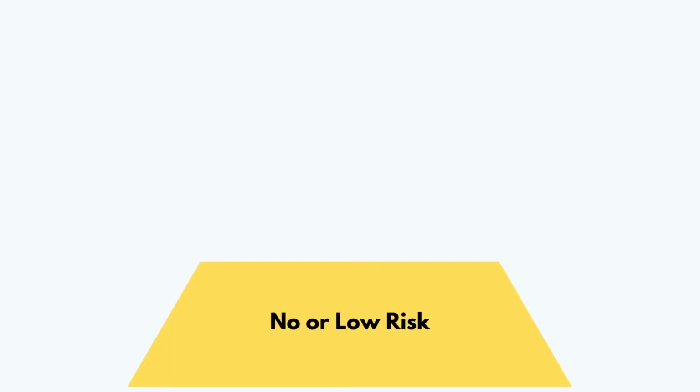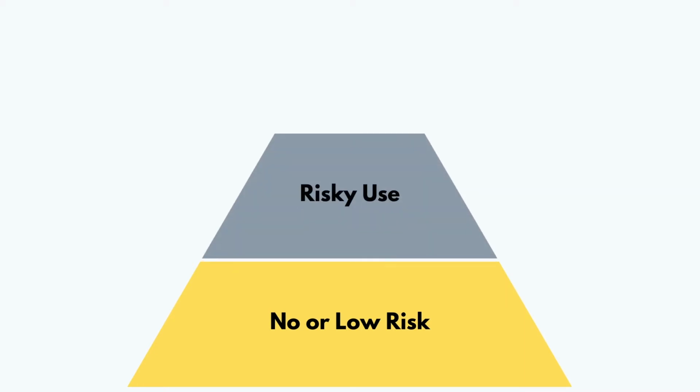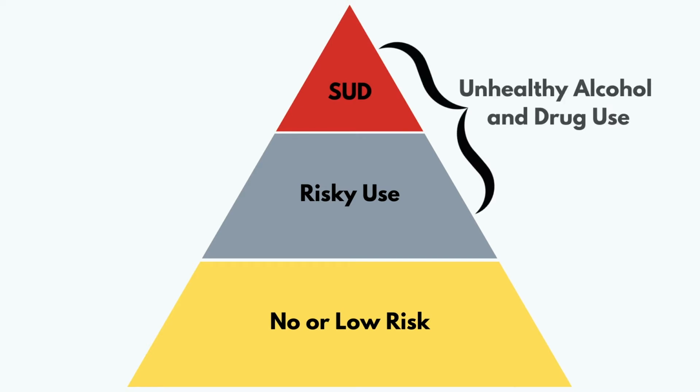In looking at the pyramid, once screened, the majority of students will fall into the no or low risk category and require no intervention. The risky use category is where the brief intervention would occur. The top of this pyramid, SUD or substance use disorder, is where the referral to treatment is necessary.